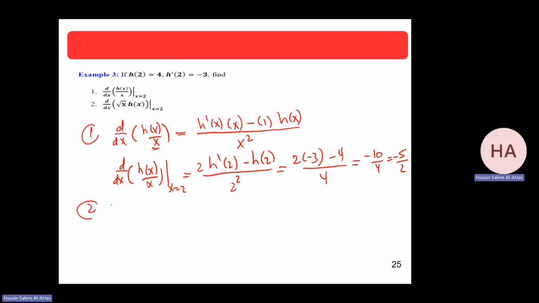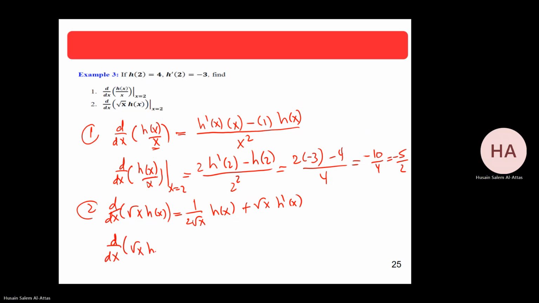Second, this is a product. Now d over dx of square root of x times h of x. That is just a product, so it will be 1 over 2 square root of x times the second one, plus square root of x times h prime at x. They want this at x equal 2. Don't forget this bracket. That will be, with the square, 2 square root of 2 h of 2 plus square root of 2 h prime at 2.